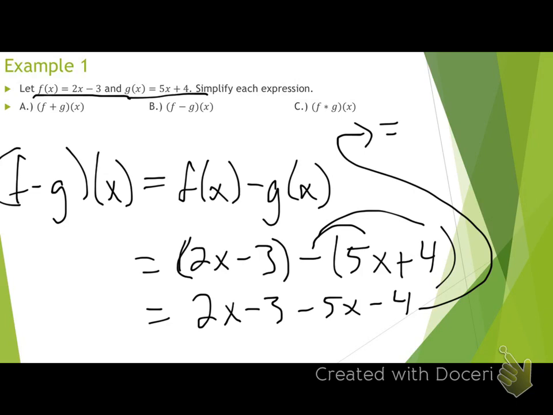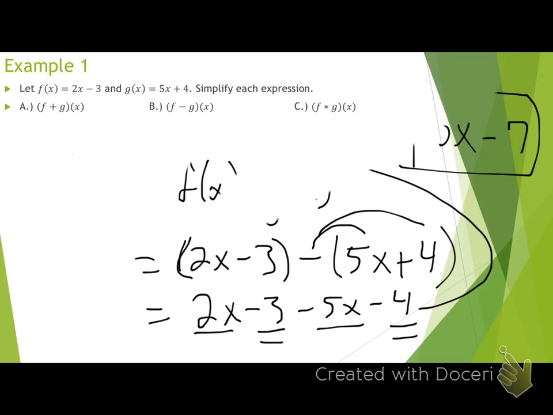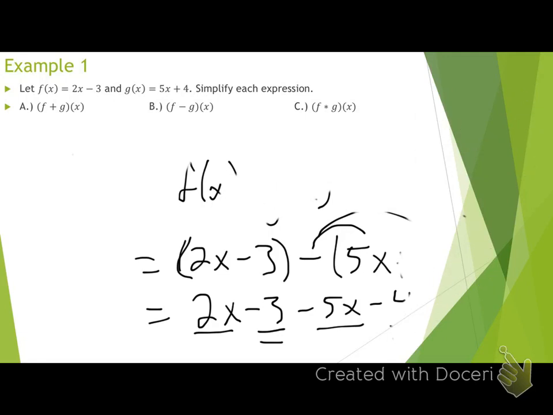And now I can start combining my like terms. 2x minus 5x would give me negative 3x. Negative 3 minus 4 would give me minus 7. So f minus g of x would give me negative 3x minus 7. Once again, we've seen that before. It just looks a little different, but I feel like it's not too hard to understand. If it's f plus g of x, you're adding the two functions. F minus g of x, you're subtracting the two functions. So letter C, if it's f times g of x, we're going to multiply the two functions.